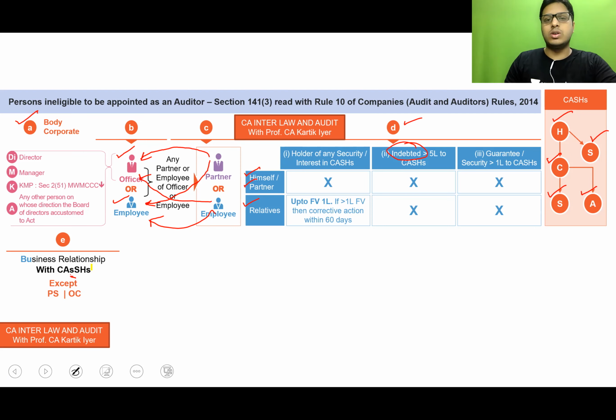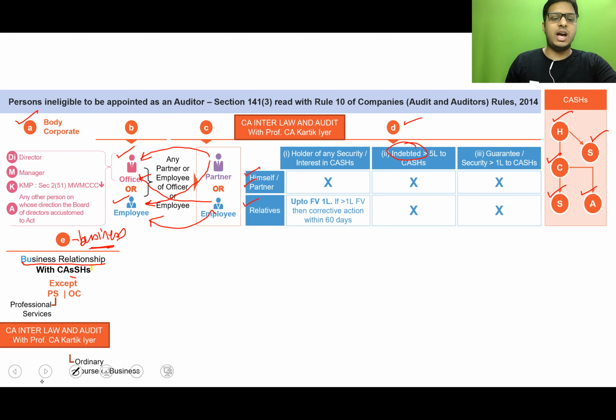Now, how do you remember clause E? Very simple. We can remember this as e-business. With this business word, you can easily remember business relationship. So e-business, business relationship. Very easy. They have said here that the auditor should not have any kind of business relationship with company, associate company, subsidiary company, holding company, subsidiary of such holding company, subsidiary of such associate company.